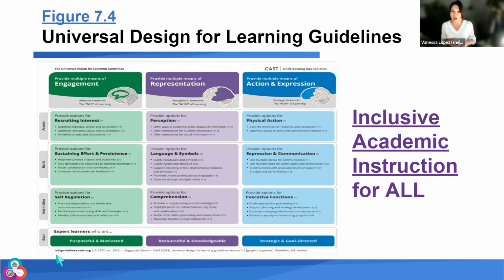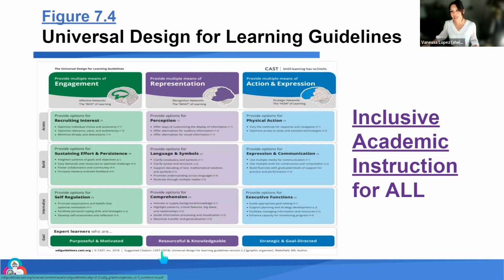Are we providing options for physical action, expression, communication, and executive functioning? Again, inclusive academic instruction for all, tier 1, all students, including students who might be having some difficulties, because the goal is that all learners are potentially going to be, with the appropriate supports, expert learners that are purposeful and motivated, that are resourceful and knowledgeable, and strategic and goal directed.